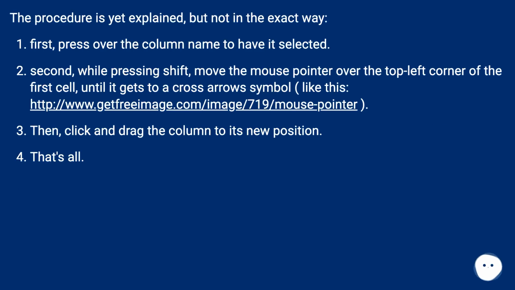The procedure is explained above, but not in the exact way. First, click on the column name to have it selected. Second, while pressing Shift, move the mouse pointer over the top left corner of the first cell, until it changes to a cross arrow symbol. Then, click and drag the column to its new position. That's all.